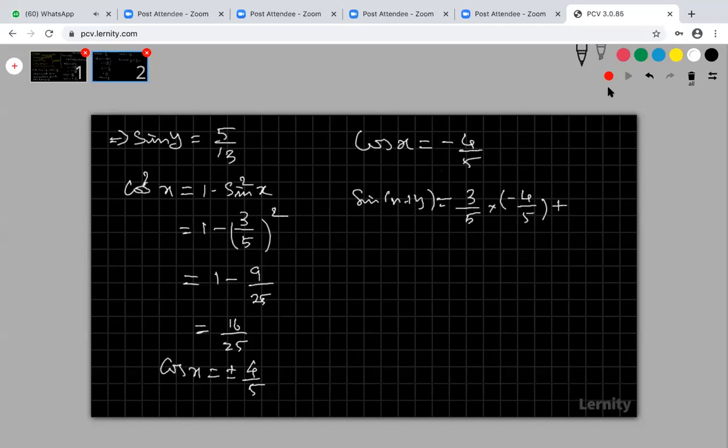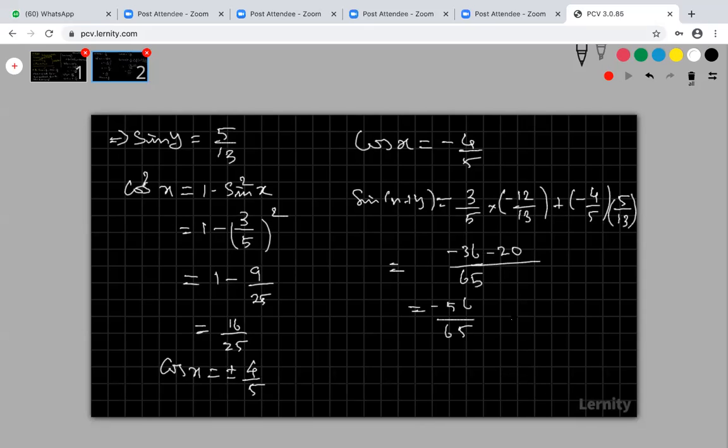Sin x cos y: my cos y is minus 12 by 13. My cos x is minus 4 by 5, my sin y is 5 by 13. Sin x cos y plus cos x sin y. Right. So now, minus 36 by, this is 5 into 13, 65. Here also 5 into 13, 65. So therefore this is 20. Minus 56 by 65.